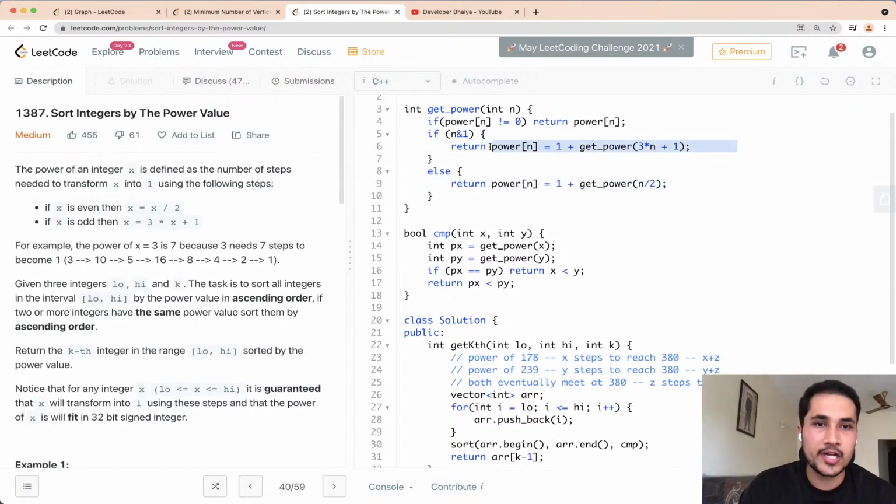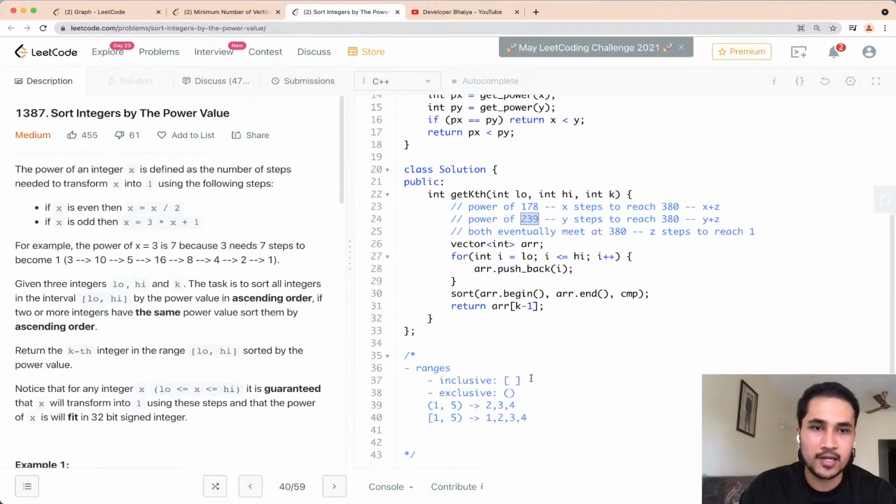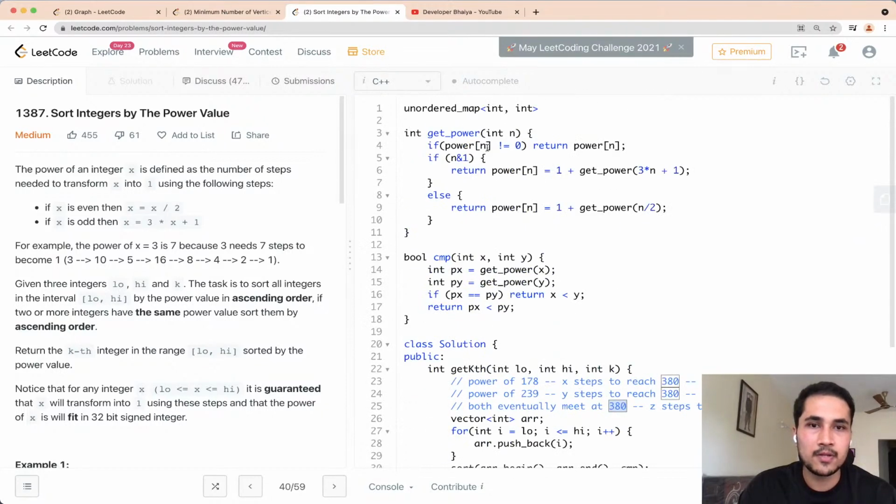So this is like two statements in one line. What essentially is happening is before returning the value, I'm also storing it, so that later on, if there are two invocations, let's say 178 and 239, even if that happens, when there is 380, if I have computed the result once, I will simply return it from this line.